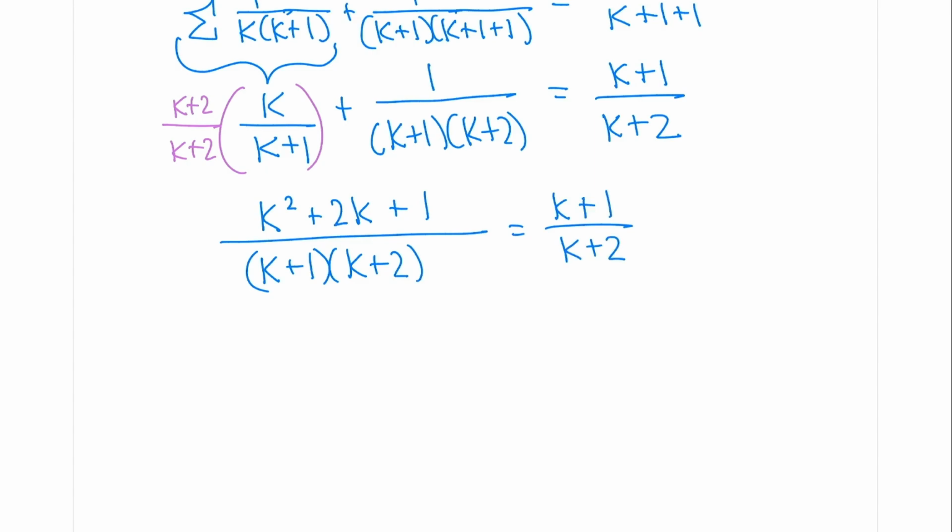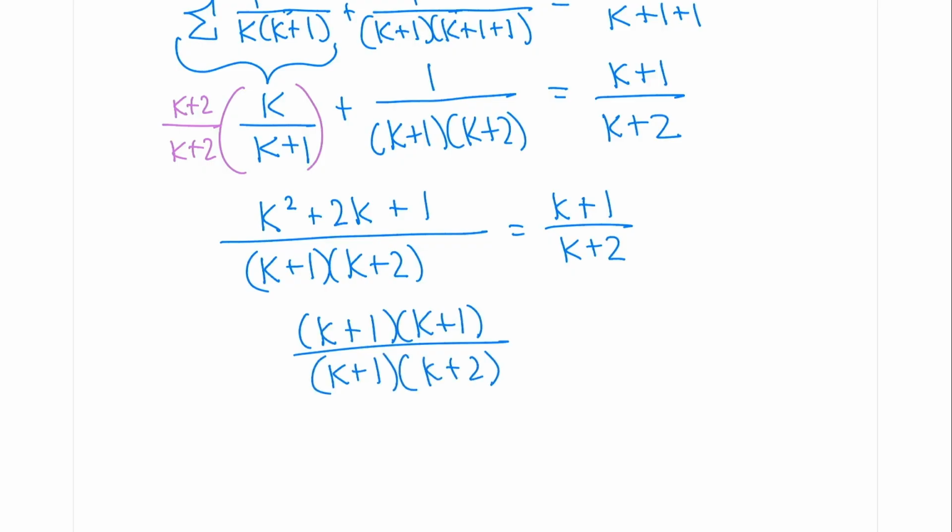Now we're going to factor this. The numerator is going to factor to k plus 1 times k plus 1 over k plus 1 and k plus 2. Because we have a shared factor in the numerator and the denominator, they're both going to cancel. So now we have proven k plus 1 over k plus 2 equals k plus 1 over k plus 2.